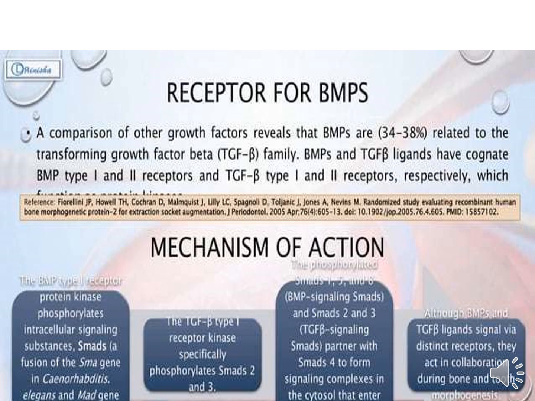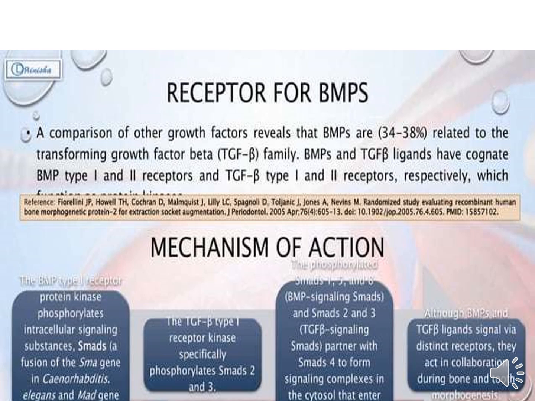The BMP type 1 receptor protein kinase phosphorylates intracellular signaling substances called SMADs, a fusion of the SMA gene in Caenorhabditis elegans and the Drosophila MAD gene. The transforming growth factor beta 1 receptor kinase specifically phosphorylates SMAD2 and 3. The phosphorylated SMADs 1, 5 and 8, the BMP signaling SMADs, and SMADs 2 and 3, the transforming growth factor beta signaling SMADs, partner with SMAD4 to form signaling complexes in the cytosol that enter the nucleus.